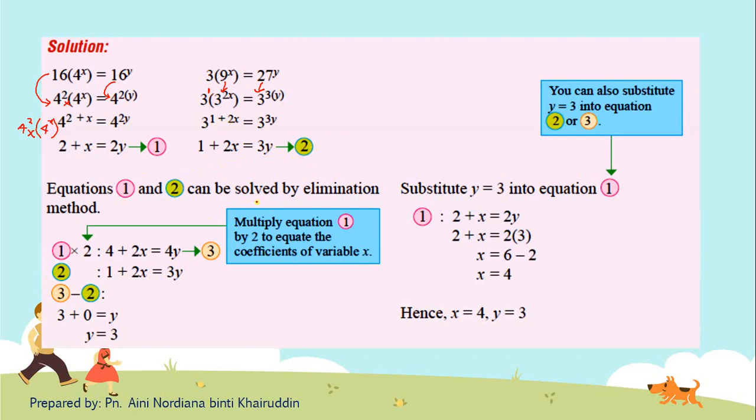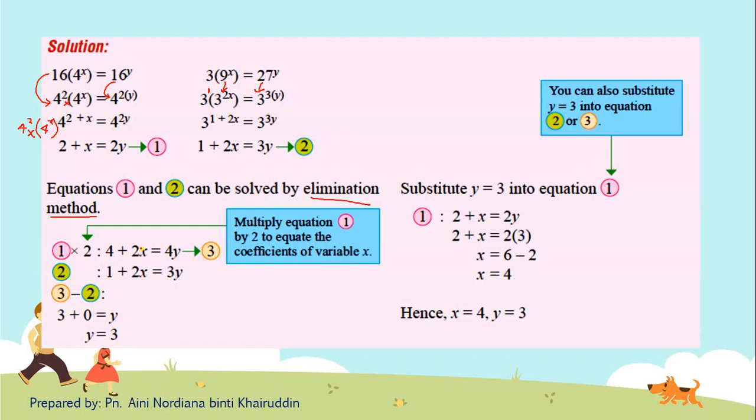So we solve this equation by the elimination method. Just now we solved the two equations by using the substitution method. So this is the elimination method. So the equation 1, we times 2. So we get 4 plus 2x equals 4y. So this is equation 3. The equation 2 remains unchanged.